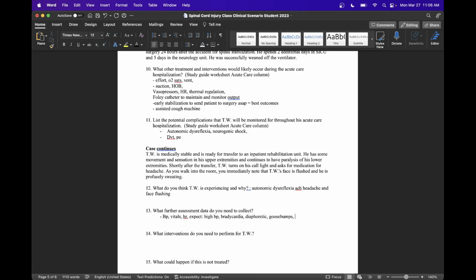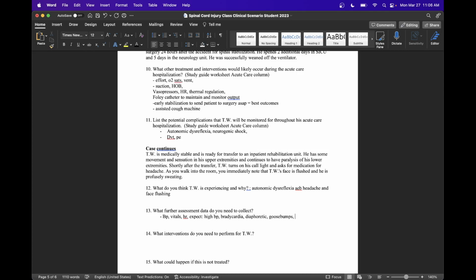You know, we don't want that. So we expect the blood pressure to be elevated for the patient. We expect the heart rate to be lower. They may be flushed, diaphoretic, anxious, vision changes, goosebumps, nasal congestion.